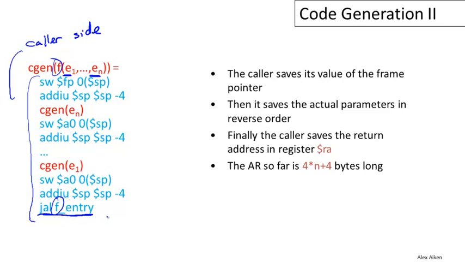So a few more things to note. First of all, as we discussed on the previous slide, when we execute the jump and link instruction, that is going to save the return address in the register RA. And that address will be the address of the next instruction after the jump and link instruction. And then notice also that the activation record we've built so far is 4 times n plus 4 bytes. Here n is the number of arguments. Each argument takes up 4 bytes, and then 4 bytes for the old frame pointer.